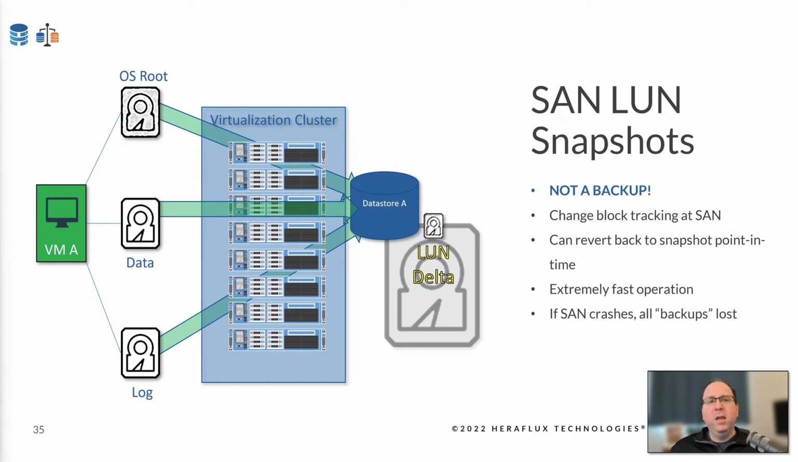The other thing here is if your database objects are spread across more than one LUN, and you go to revert a LUN backwards in time, you can end up with an inconsistent state because part of the database is further ahead in time than the other.